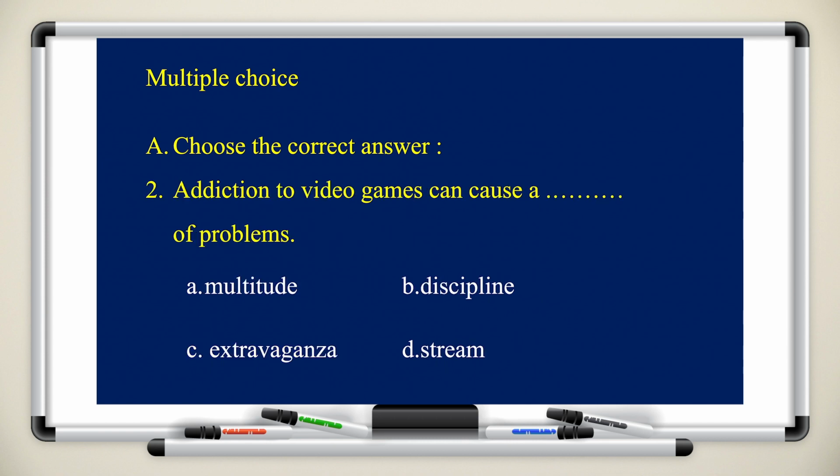Now, sentence number 2. Addiction to video games can cause blank problems. Read the answers carefully. Let's read them together. A. Multitude. B. Discipline. C. Extravaganza. D. Stream. Now, can you guess the correct answer? If you guessed A. Multitude, then you answered correctly.